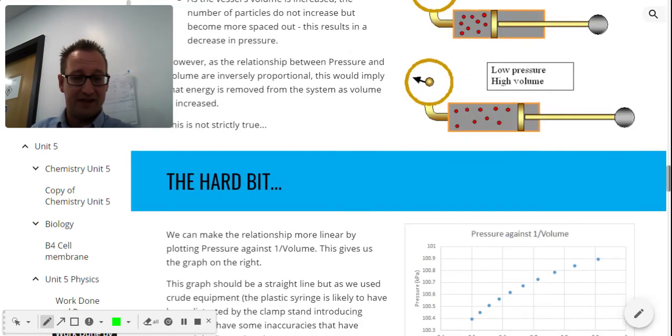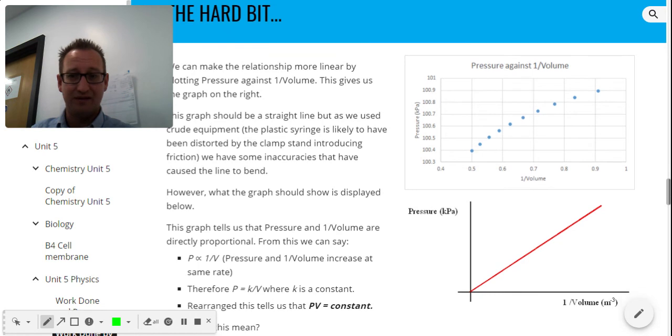Now, this bit here is something that you can do. So it's called the hard bit. It's not that hard. What you need to do is take your volume data and go 1 divided by the volume, and that's the change in volume. What this does is it allows us to produce what should be a straight line graph, a linear positive correlation.